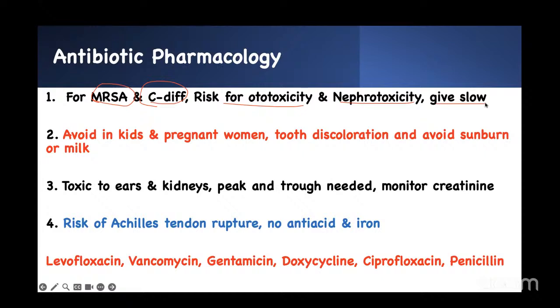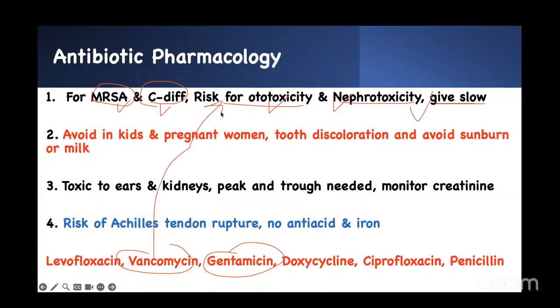There's 2 medications that are over there that you should know. Vancomycin and Gentamicin, both can affect your kidney and affect your hearing. But it's only one that can be used for MRSA and C. diff, and you have to give it slow, and that is Vancomycin. So this one goes here like that.